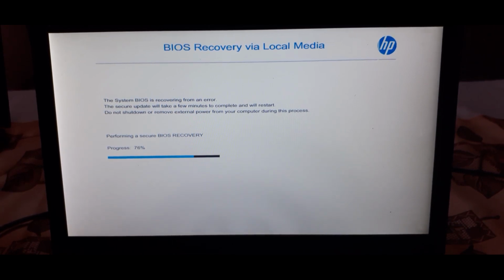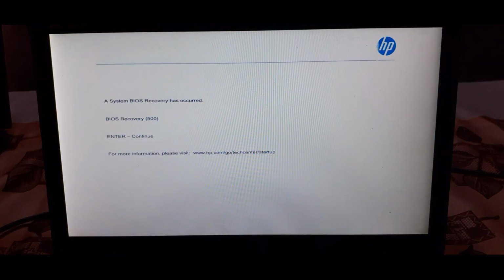Once the system BIOS is recovered, your system will restart. At this BIOS recovery prompt, press Enter to continue loading your operating system. If any other prompts appear, then respond to them as required to complete the recovery process.